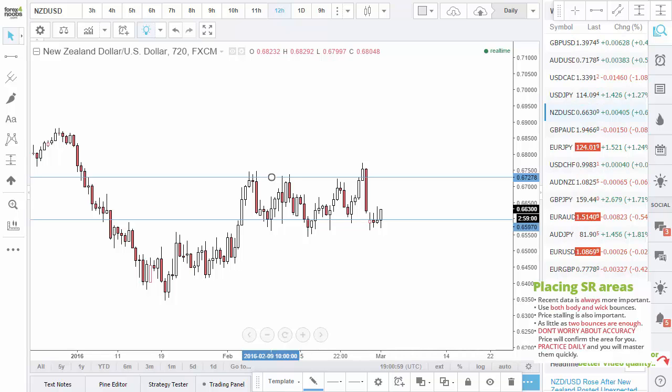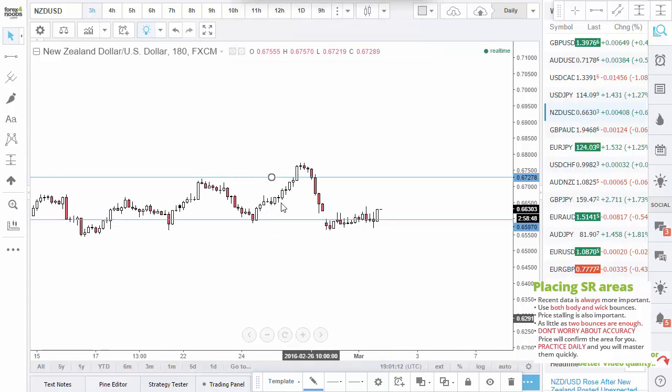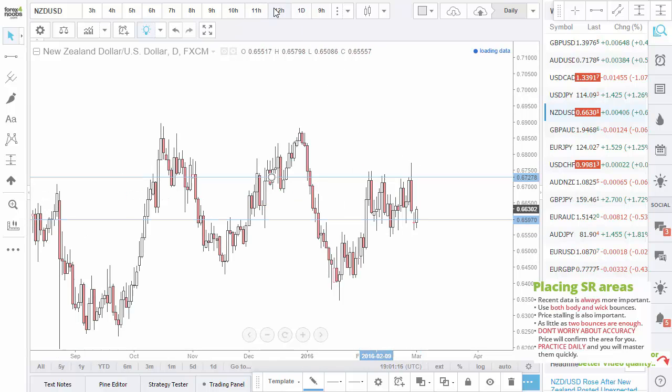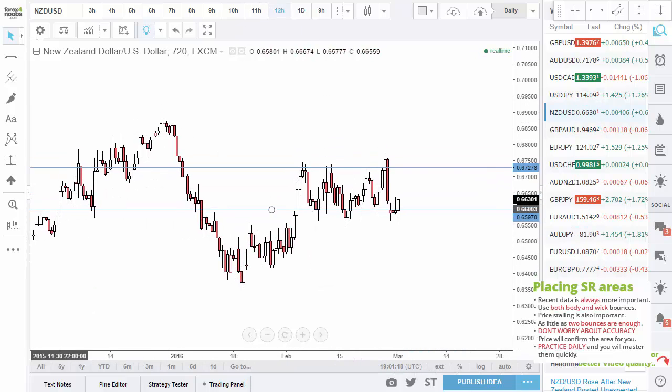Do you place support resistance areas on the 12-hour and daily charts? As a day trader, would this be the ideal time frame to place your trades? Yes, also on small time frames. All these support resistance areas are used on all my time frames. I use the same support resistance areas on the 3-hour chart as I do on the daily chart. I place them based on the higher time frames, and I trade them on all time frames. Anyway, let's keep going with placing these support resistance areas.